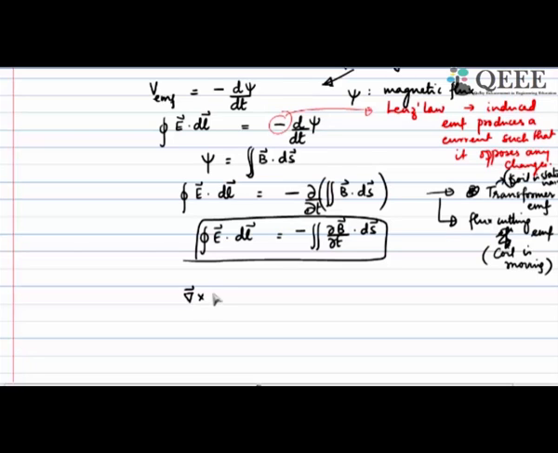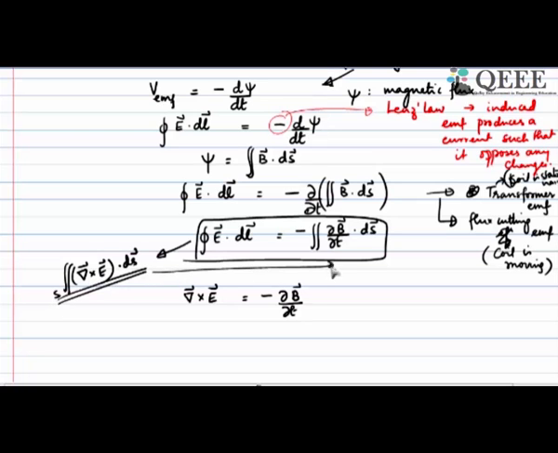So I call this the curl of E, and this is minus del B by del T, because I replace this with the surface integral of curl of E ds. These two are identical. So the surface integral of curl of E ds is the same as the surface integral of del B by del T. These are the same surfaces we are talking about. So your curl of E is minus del B by del T. This is your Maxwell's second equation, your curl equation.